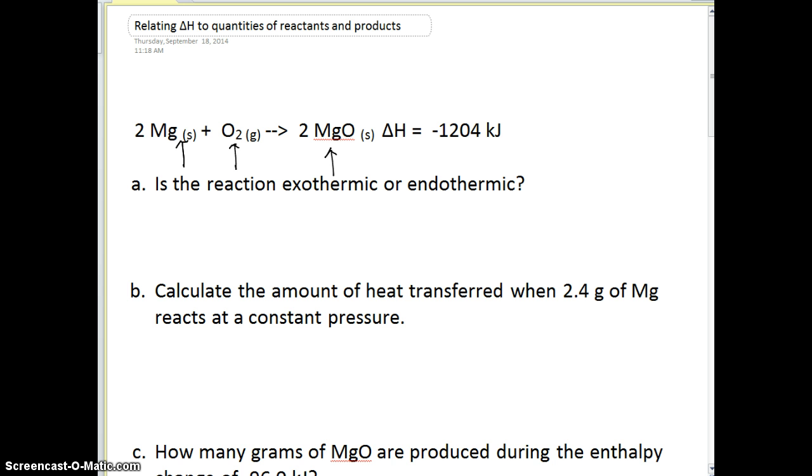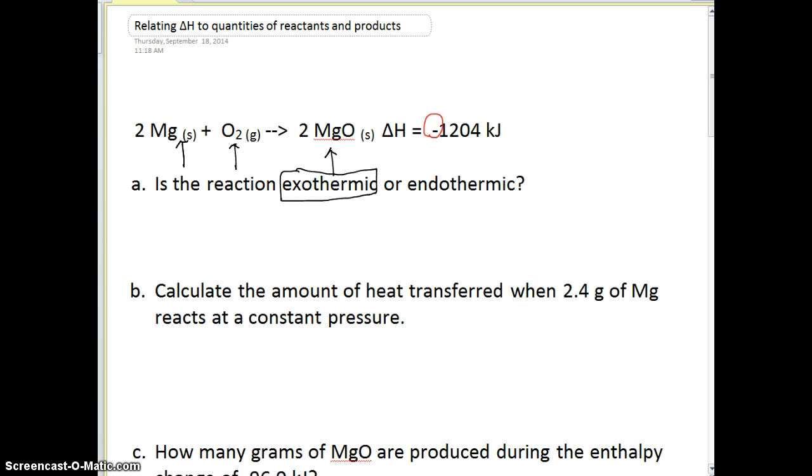And the very first question is a pretty simple one. Is this reaction exothermic or endothermic? And we could even throw a why in there. So hopefully you can tell that right up here we have our negative value, and that negative value tells us a huge amount of information. It tells us this is going to be an exothermic reaction. It's going to give off heat because it's a negative value.